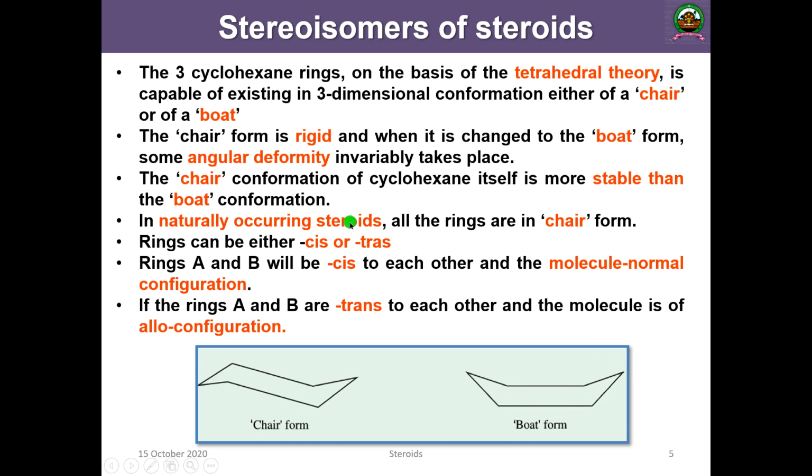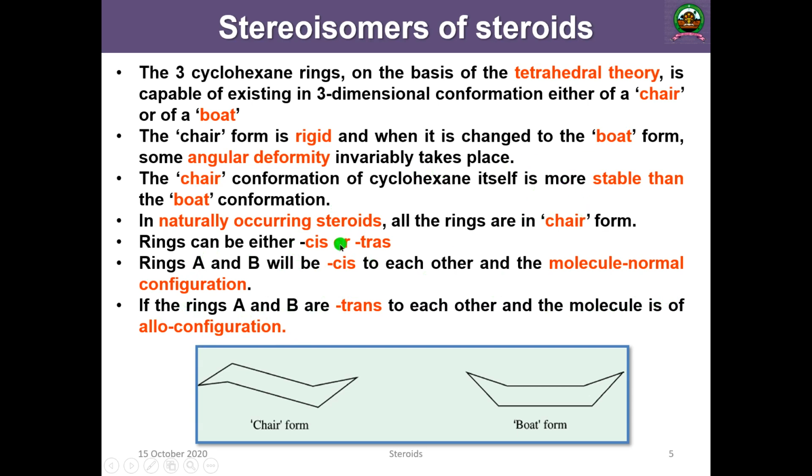Then in naturally occurring steroids, all the rings are in chair form, and the ring junction can be either cis or trans. Okay, and rings A and B will be cis to each other, and this molecule is known as a normal configuration. If A and B are cis to each other, that is the normal configuration. But if A and B are in the trans configuration, that is known as an allo configuration. Okay, so that is important.